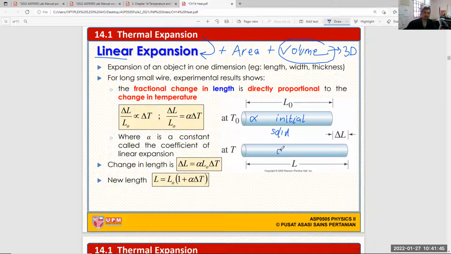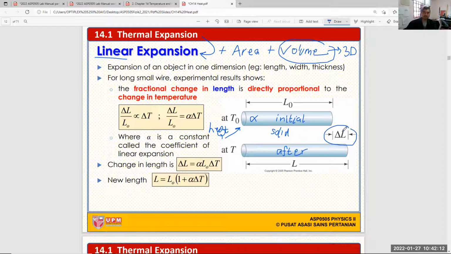So this is after we heat it, after we give the heat. What we do is we apply heat, some amount of heat, which we will be able to determine. So the symbol is heat. So we apply the heat. Okay, so what will happen? It will expand. Expand by delta L.